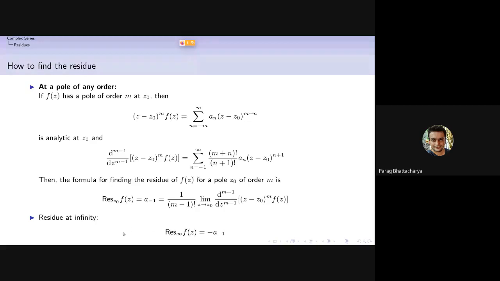There is one more concept which is called the residue at infinity. I'm just giving you the formula. If you're asked to find the residue at infinity, all you have to do is find the a minus 1 coefficient. The negative of that is known as the residue at infinity. Such problems come very frequently in the NET exam, so that's why I'm giving this here.